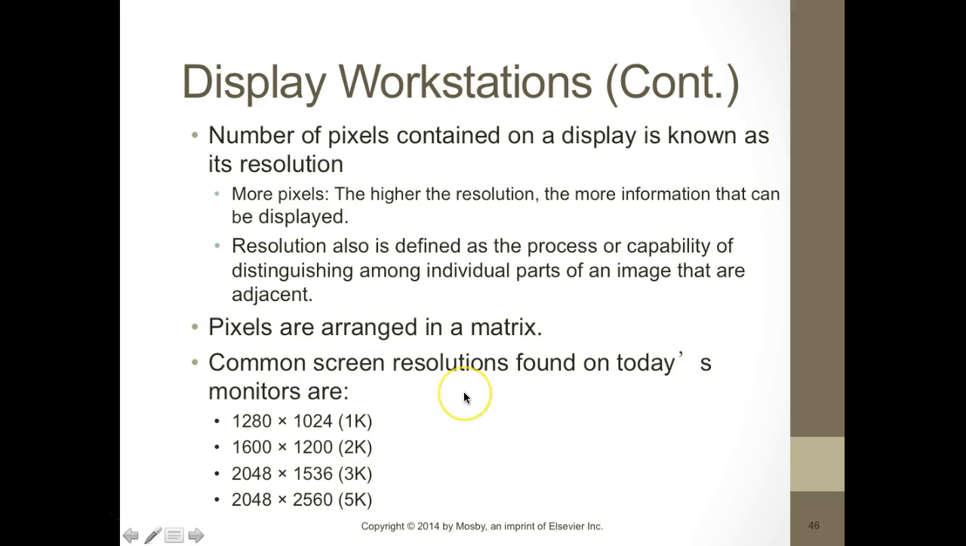So some common screen resolutions found on today's monitors. So there's 1K, 2K, 3K, 5K. So 5K are very expensive. It's usually what your radiologists are looking at. Some have 3K, but overall 5K.